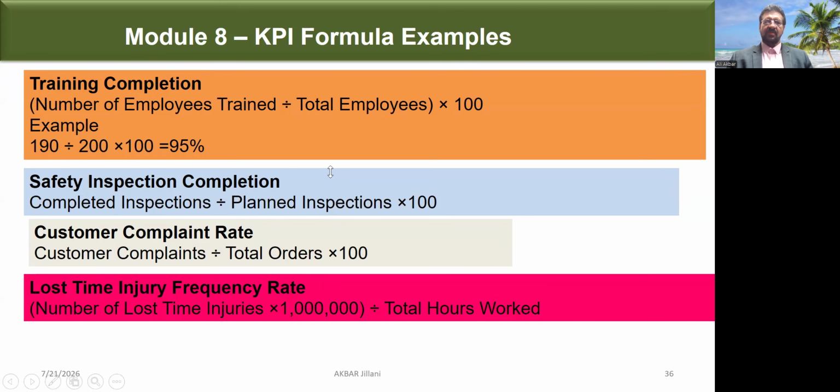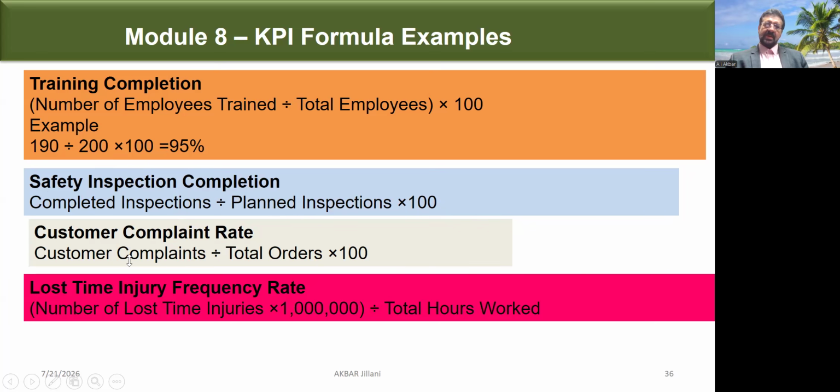Safety inspection performed: completed inspections divided by planned inspections. How many inspections we conducted and what was our planning? Like we have 190 inspections completed, and our total target was 200. Multiplied by 100, we get 95%. This is a lump sum figure for you.